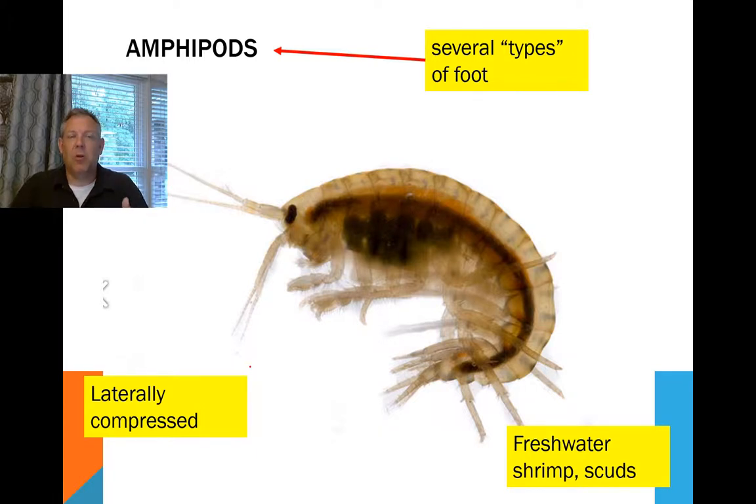So these are like freshwater shrimp, scuds. So if you're a fly fisherman, you're familiar with these. You're familiar with a lot of the arthropods because you're trying to mimic the arthropods because that's what the fish are eating. And scud is a typical fly pattern, and those are what are found in the amphipod.